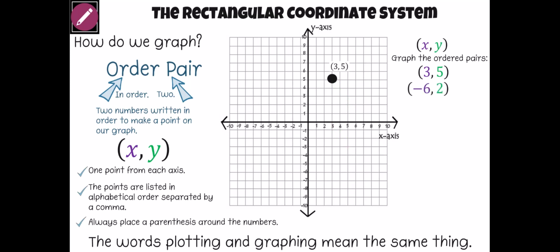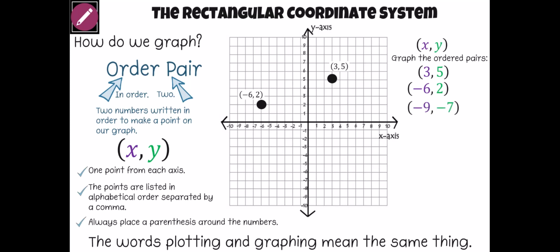-6, 2. First, we have -6 on the x. I didn't mention this, but we want to start from the center first. Now we're going to go to -6 on the x, and then 2 on the y, and we put a dot. That's -6, 2. You're going to notice that I'm labeling these. It's a good idea, especially when you first start out.